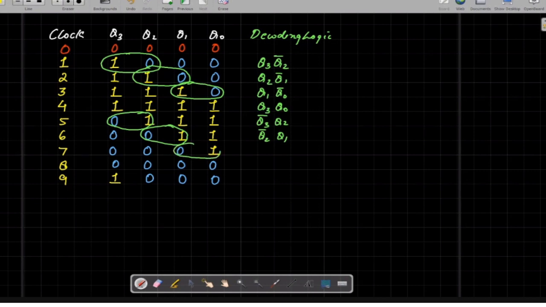With this, the decoding logic will be what? Q1 bar, Q0. And what about this 8th clock? Q3 bar and Q0 bar. Okay, so this is the decoding logic that is required. So how to implement this decoding logic?